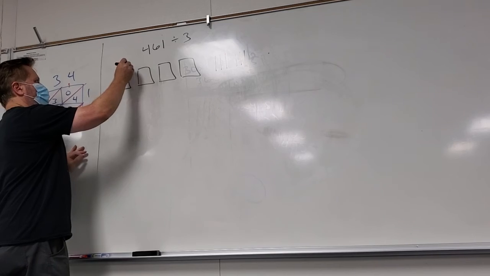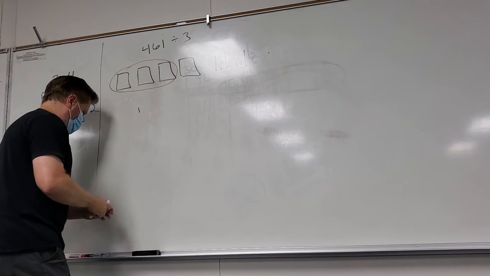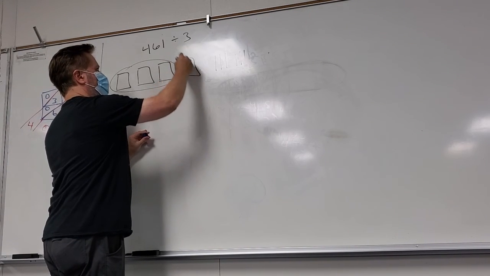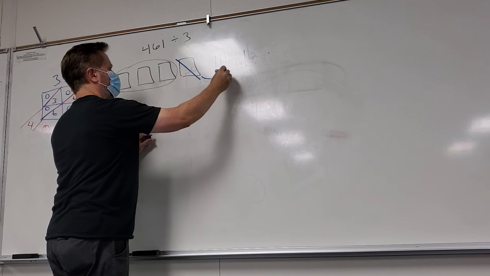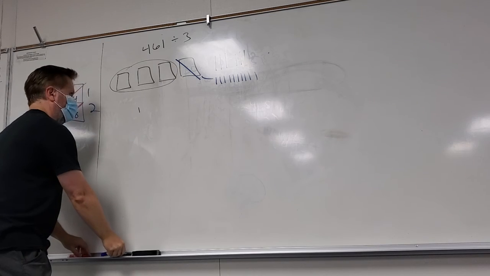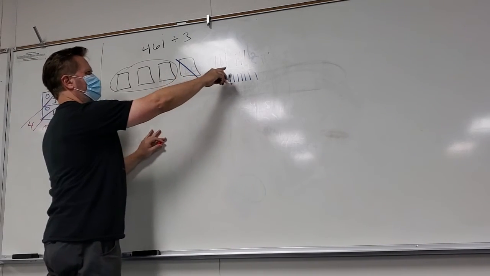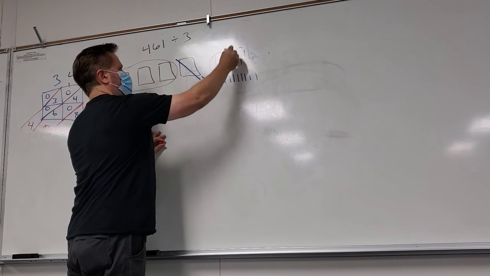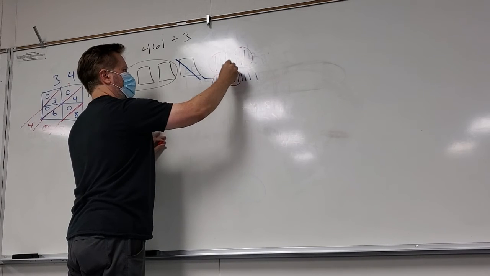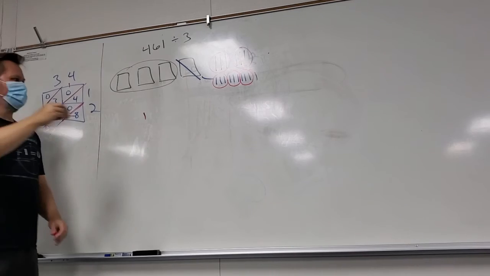So in my hundreds, I have how many groups of 3? 1. So what do I have to do with this guy? Split him up. He's left over, poor little dude. So he's going to become 10 of those. How many groups of 3 do I see here now? I see 1, 2, 3, 4, 5. Yes? Okay, I like it. So there's a 5.